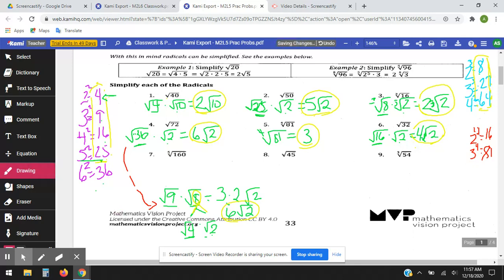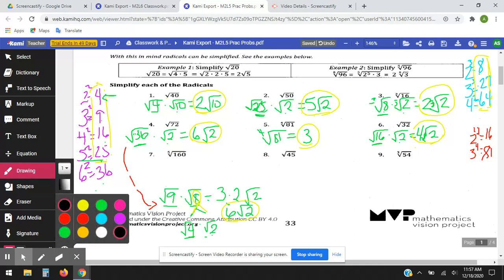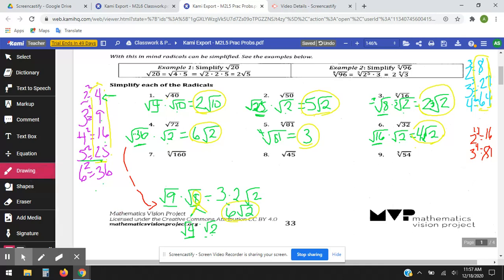Keep going. 160. 5th root of 160. I'm going to run out of colors here. So let's go over here: 2 to the 5th is 32. I don't even know if I know 3 to the 5th. But notice 32 will go into 160 evenly. So we don't even have to go further because we know that one. 160 divided by 32 is 5.